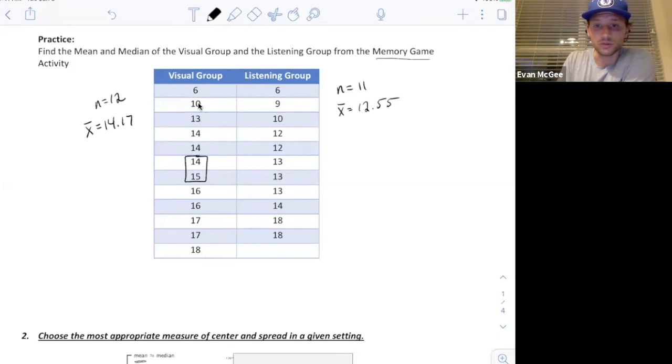And then you can always count and make sure that it's even on both sides. 1, 2, 3, 4, 5 below. 1, 2, 3, 4, 5 above. So I've got the middle two. So the median is going to be the average of those two, which is going to be 14.5.